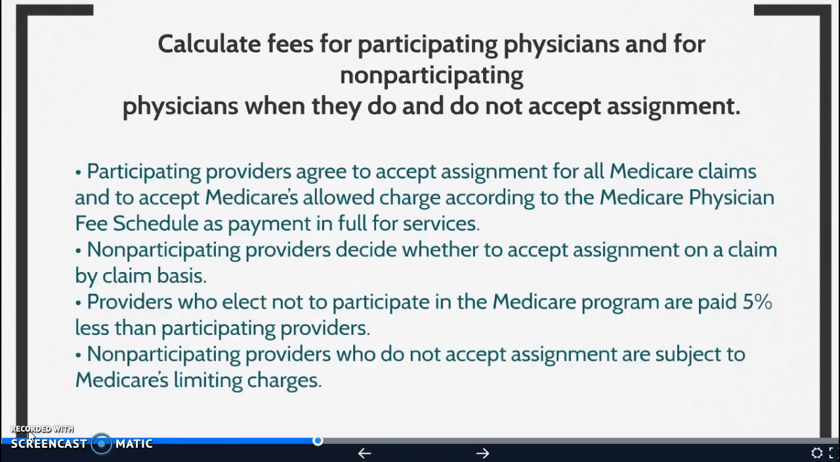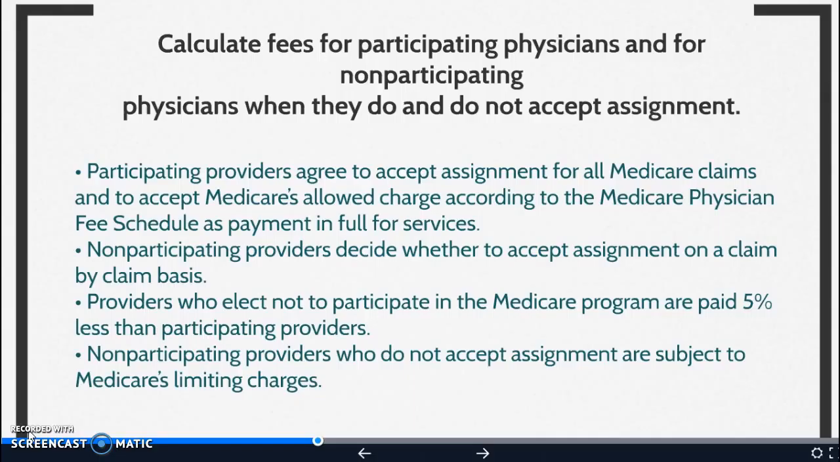Non-participating physicians are going to decide whether to accept assignment on a claim-by-claim basis. Providers who elect not to participate in the Medicare program but who accept assignment on a claim are paid 5% less for their services than those contracted physicians. For example, if the Medicare allowed amount for a service is $100, the contracted provider is going to receive $80 because that's 80% of 100. And the non-contracted provider is going to receive $76 because that's $80 minus 5%.